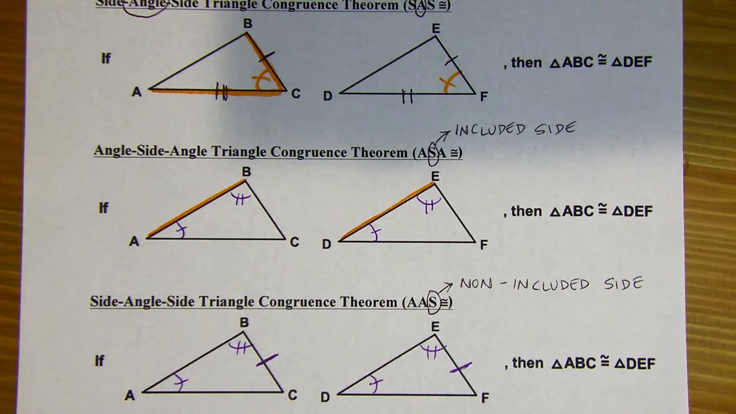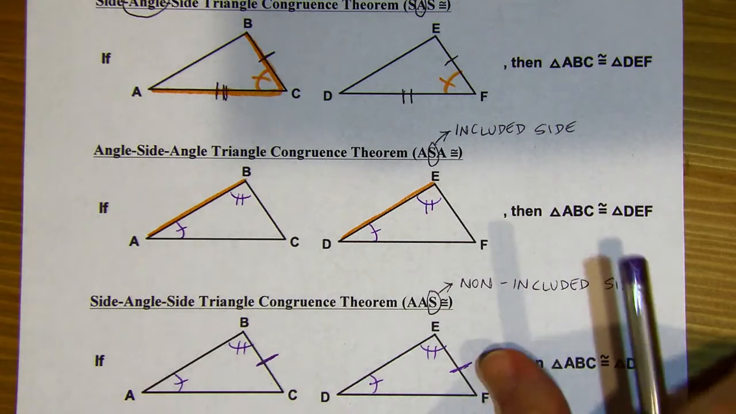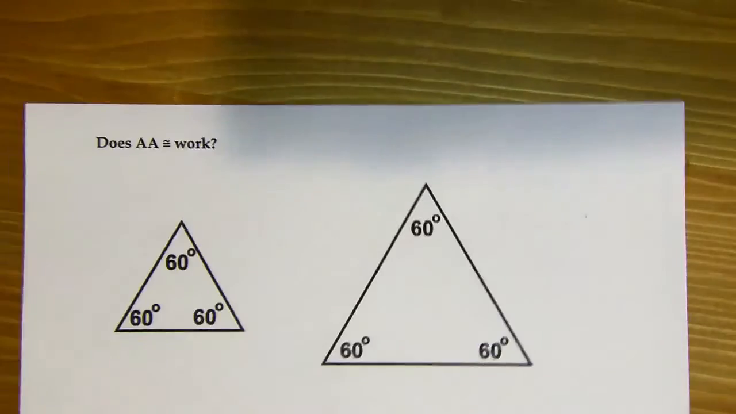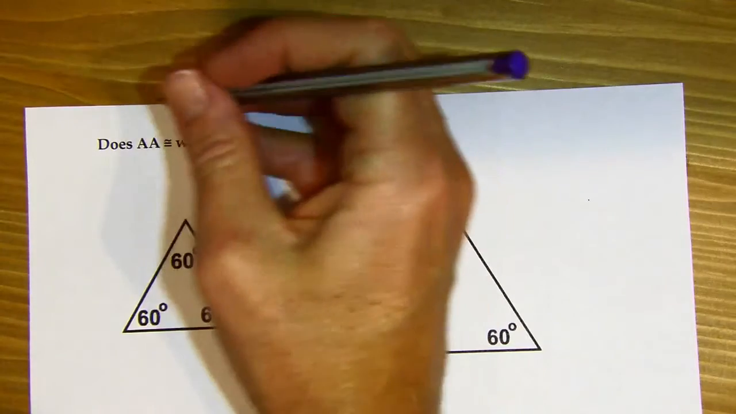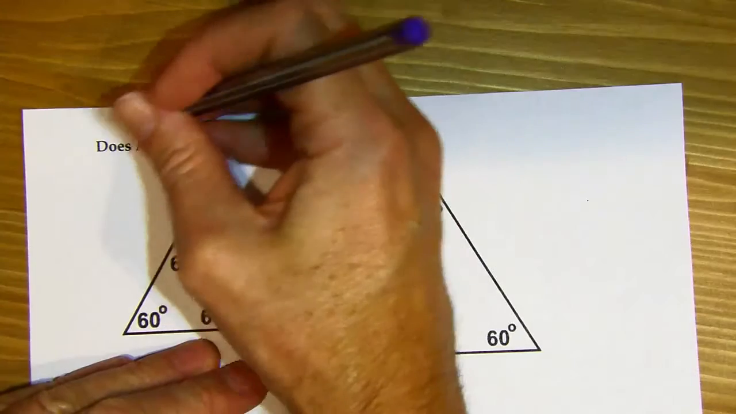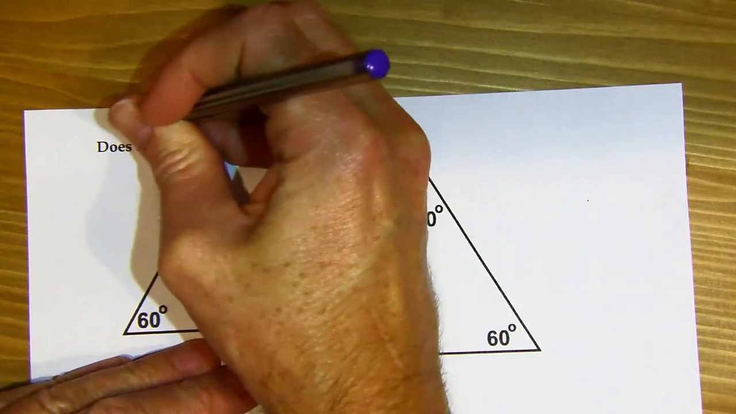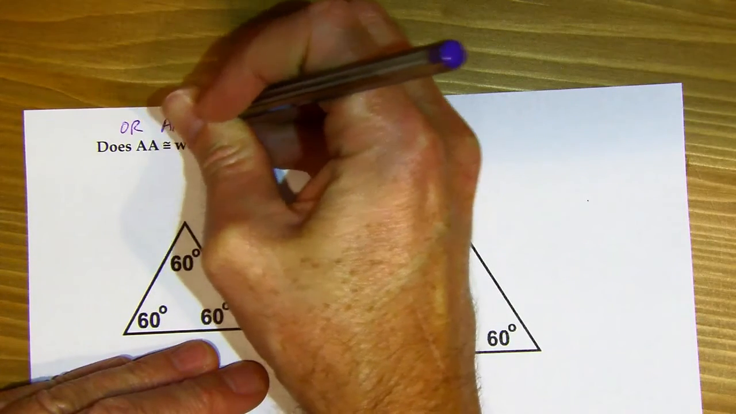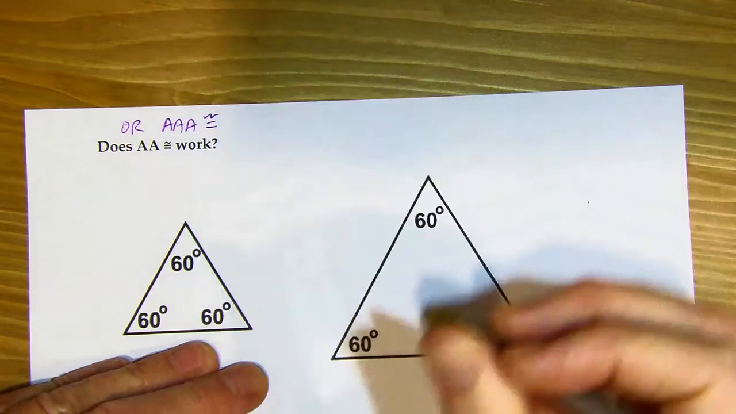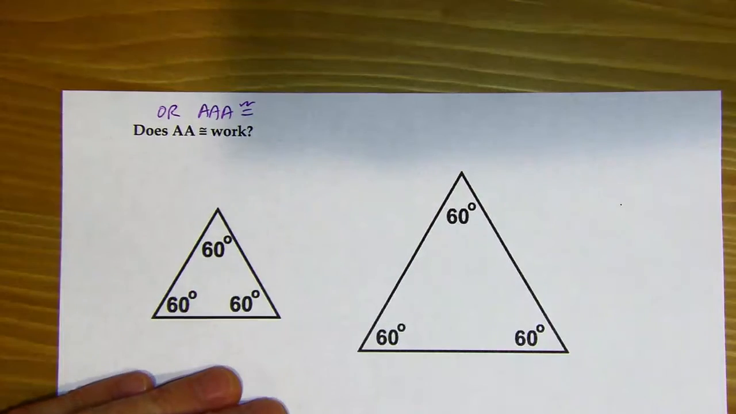So sometimes people ask, well, what about AAA? Well, let's take a look at that. Now, AAA would actually be the same as just the double angle. So maybe I should have written this. But it's just if you have two angles, then you have the third one. Okay.